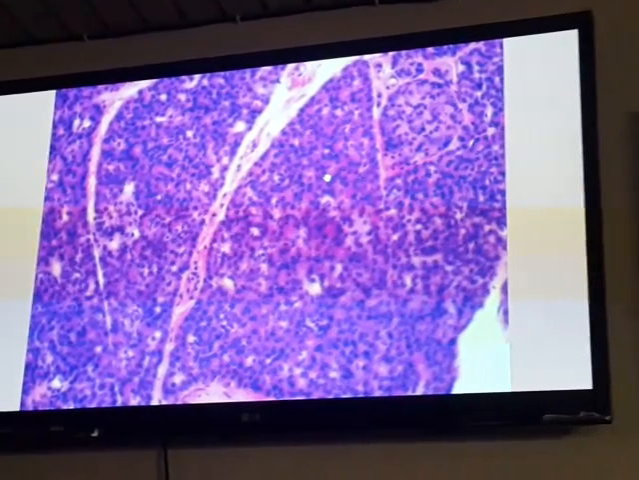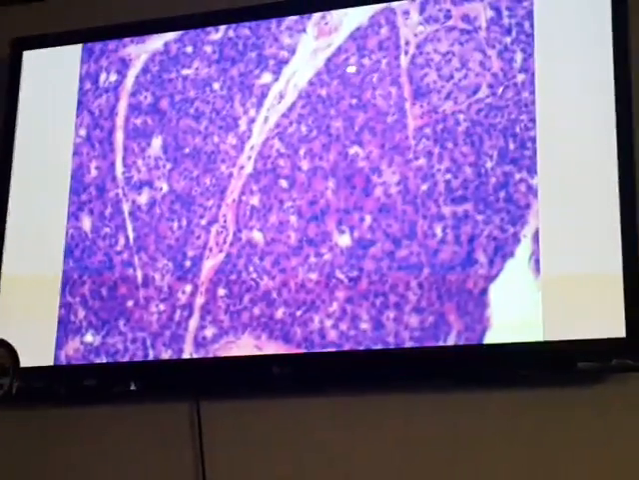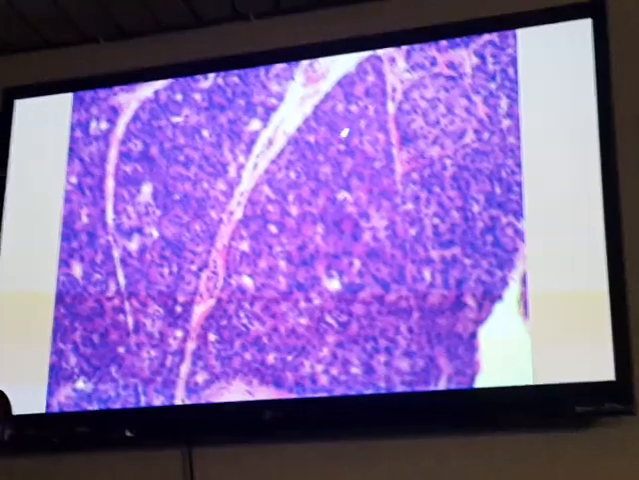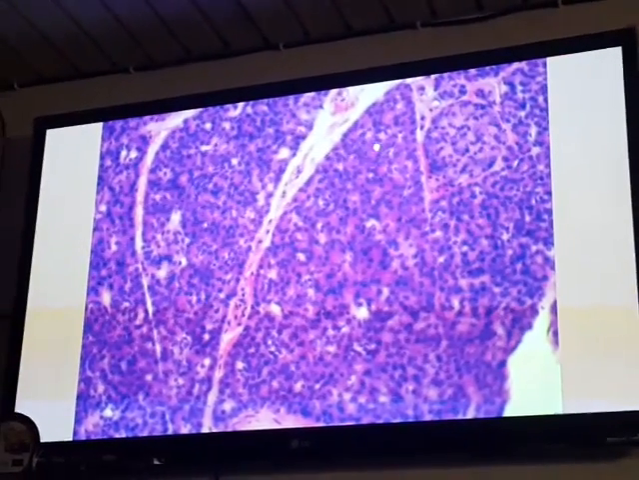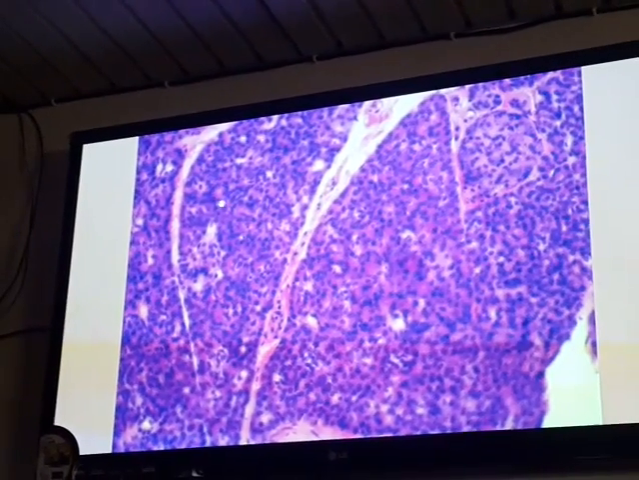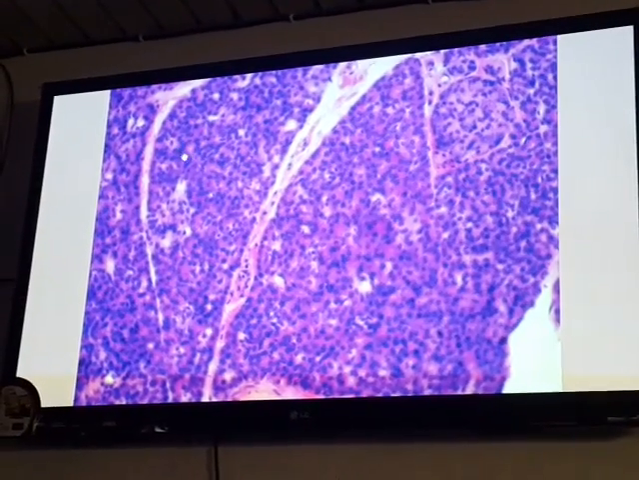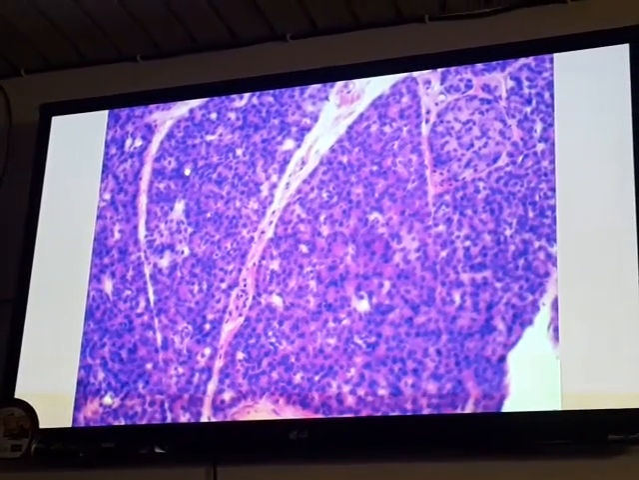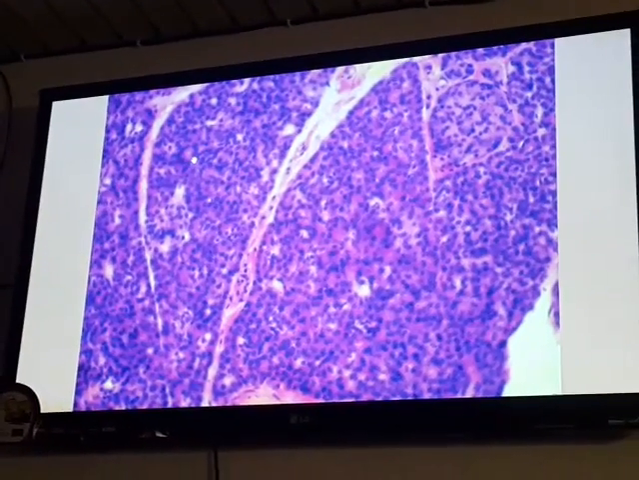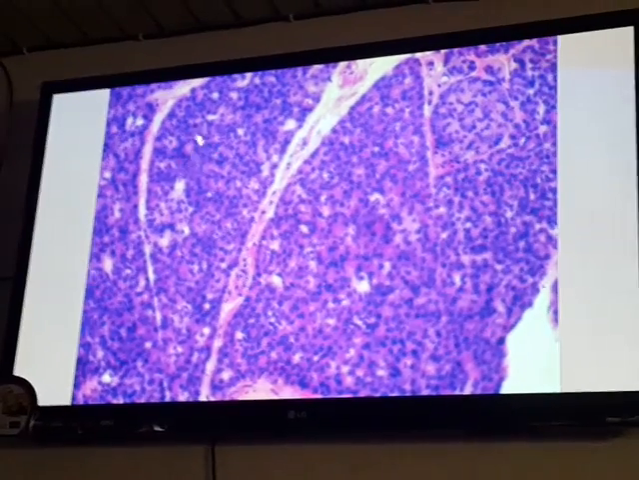Exocrine portion of the pancreas. The cells of this part are arranged in acini. Each acinus is composed of several cells. You need to see this. This is acinus composed of several cells surrounding a small lumen. So this is serous acinus, which is an exocrine portion of the pancreas.